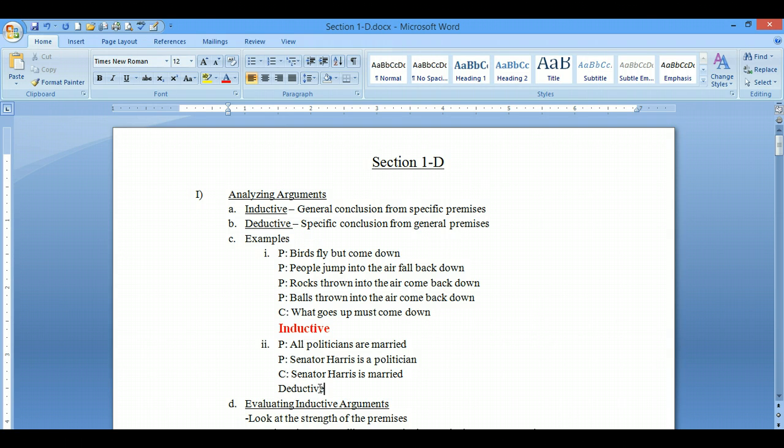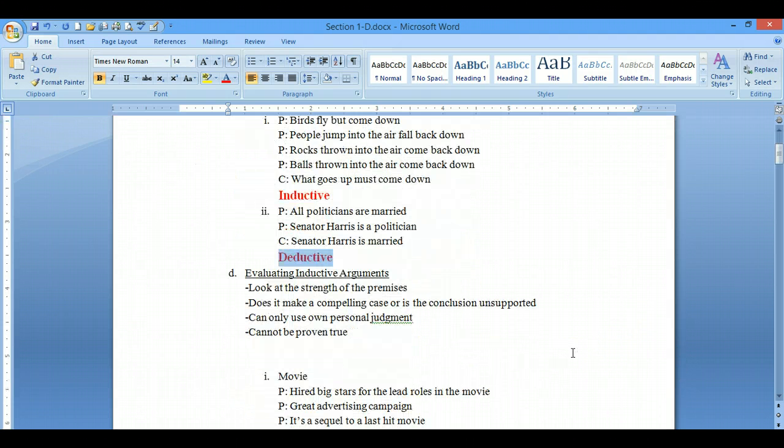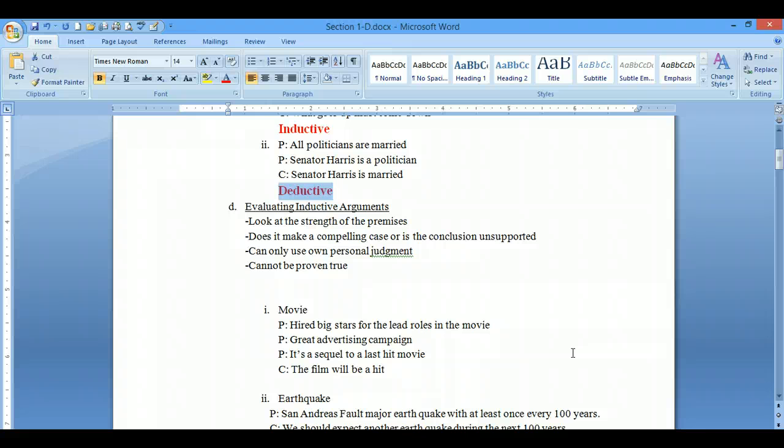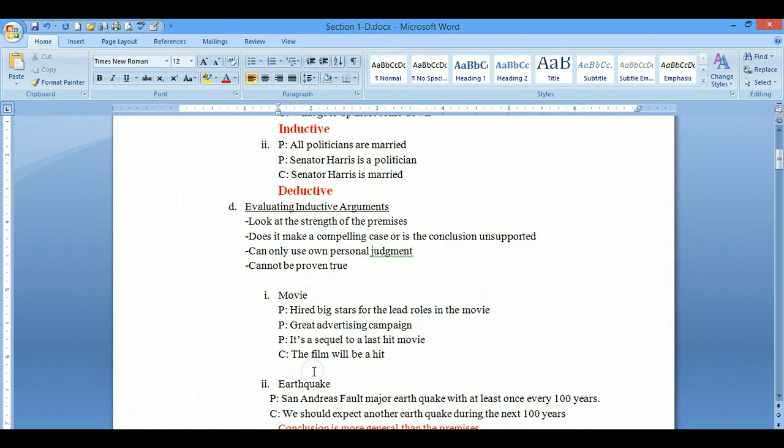deductive. And again, actually, let's just do a format painter. Same as this, format painter. There's my answer. When I'm evaluating an inductive argument, I look at the strength of the premises. Does it make a compelling case, or are all of my very specific premises not supporting the conclusion? I can only use my own personal judgment when I'm evaluating the inductive argument, and these can't be proven to be true.